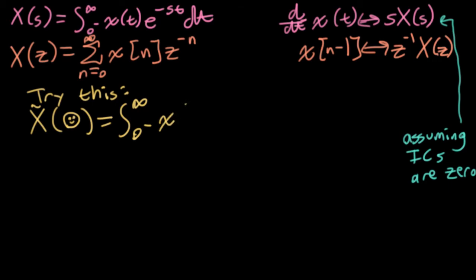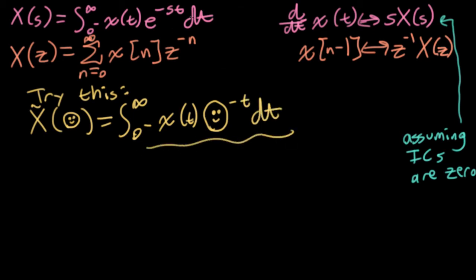How about let's take our continuous time function, but instead of multiplying it by e to the whatever, let's multiply it by smiley face to the minus t dt. So this is kind of like a Laplace transform in that we're dealing with continuous valued functions, but notationally we're trying to write something that's closer to what the Z transform looks like.